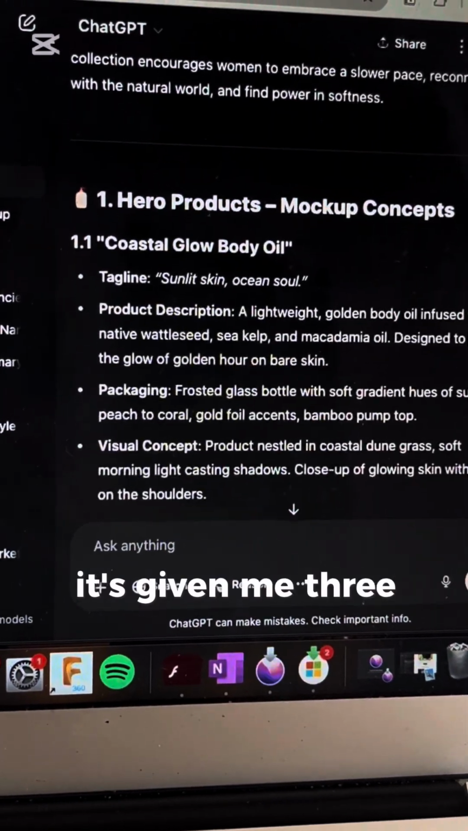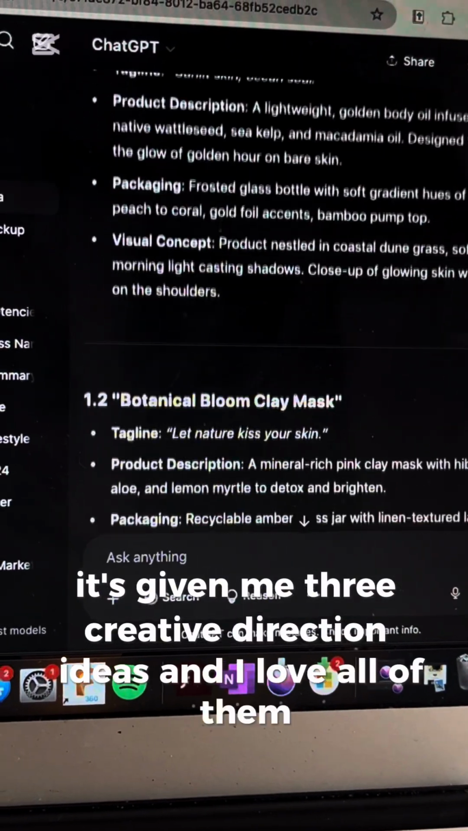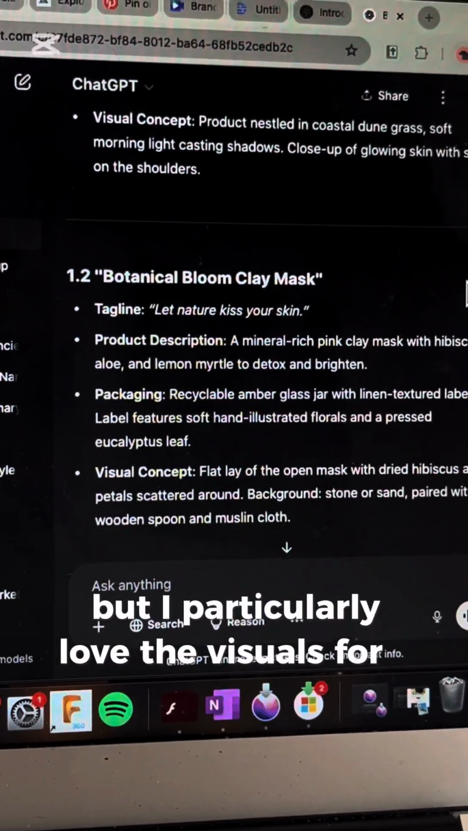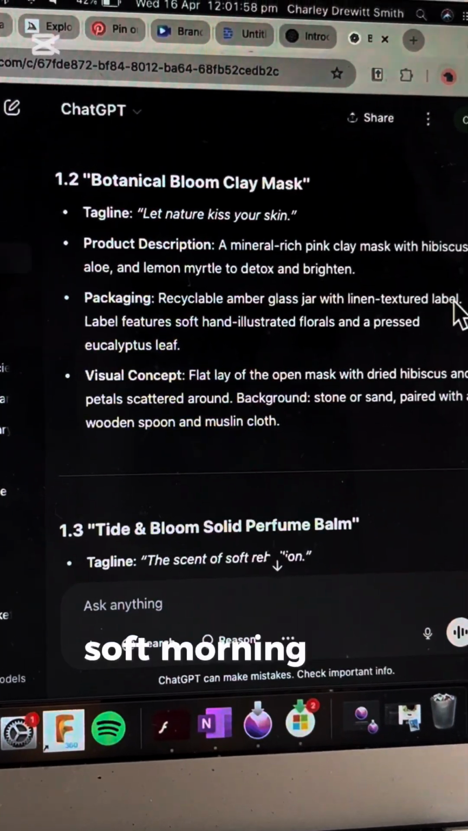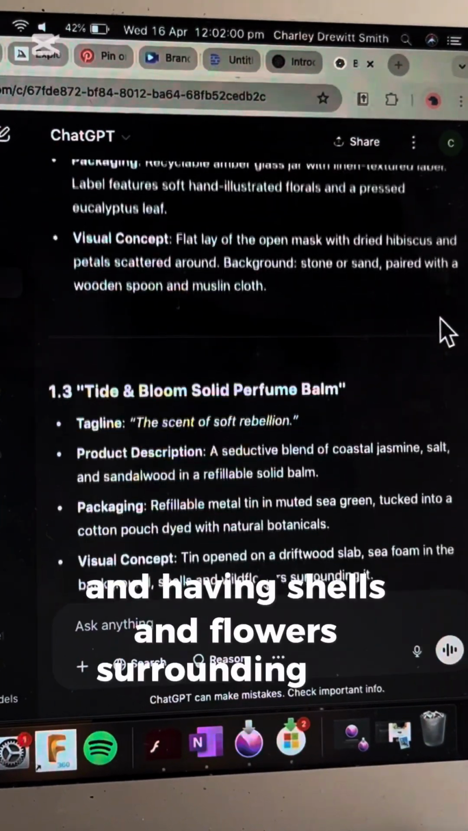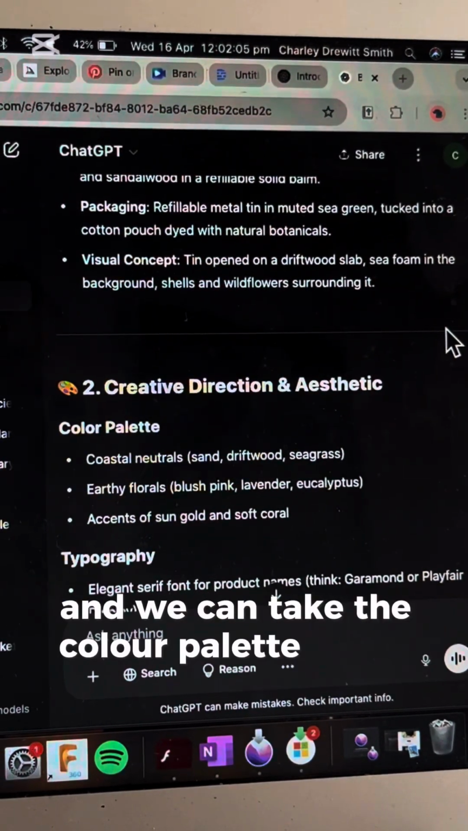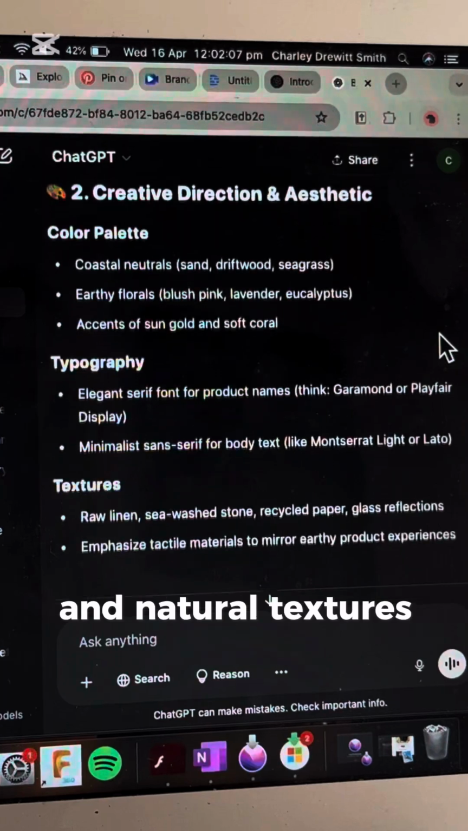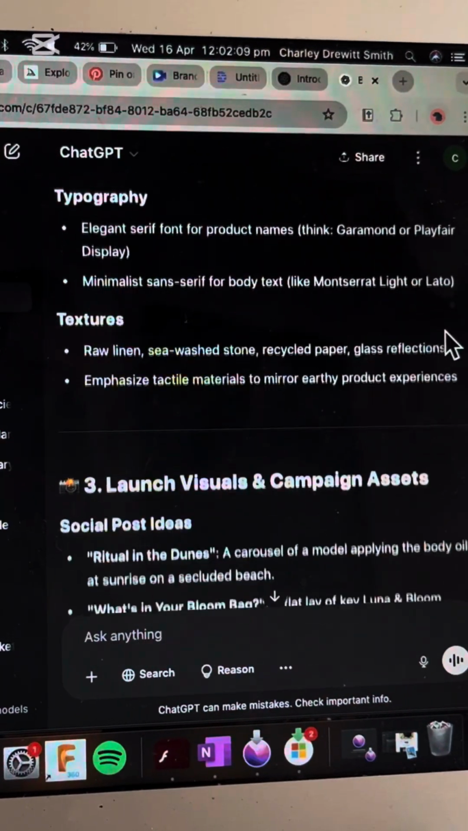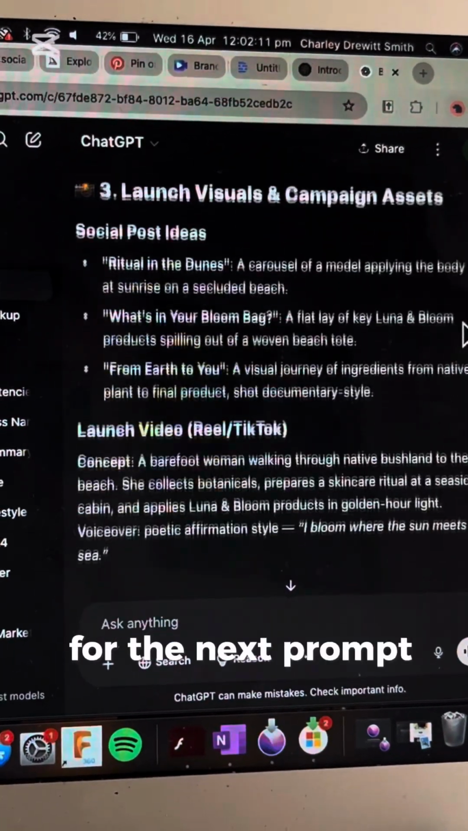It's given me 3 creative direction ideas and I love all of them, but I particularly love the visuals for a golden body oil, soft morning light, and having shells and flowers surrounding the product. I'm imagining almost a dreamscape, and we can take the colour palette of the coastal neutrals and natural textures like the sea-washed stone and glass reflections for the next prompt.